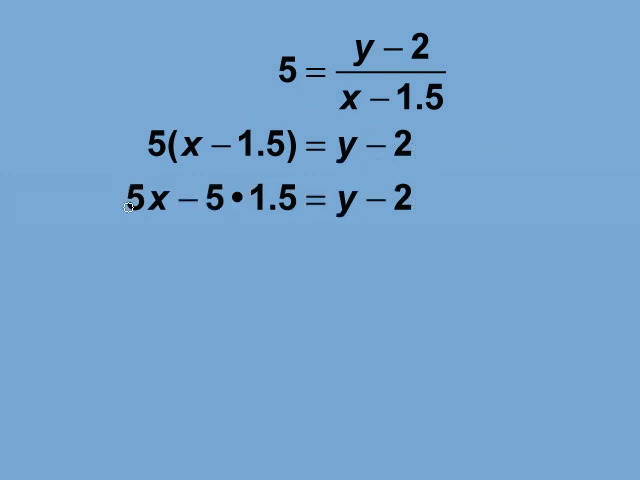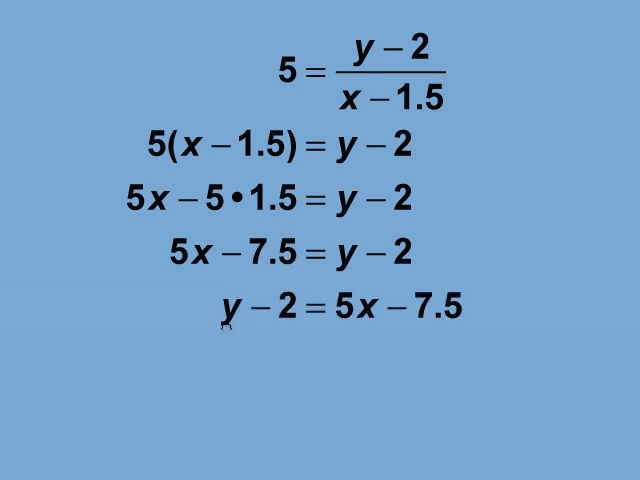We distribute the 5 across the 2 terms to get 5x minus 5 times 1.5 on the left and y minus 2 on the right. We simplify the term on the left to get 5x minus 7.5. Because we want the equation to have y on the left side, we swap the terms on the left and right as shown here.